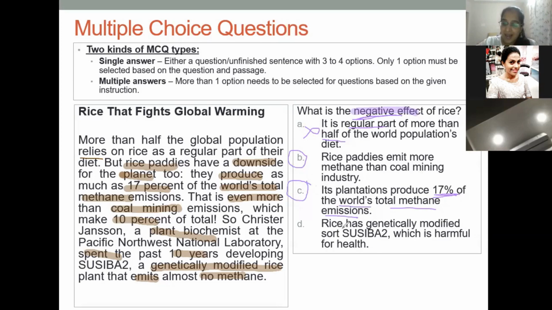And finally, rice has genetically modified salt, SUSIBA2, which is harmful for health. Now, this has not been told. We don't know whether it's harmful for health. So this cannot be my answer.